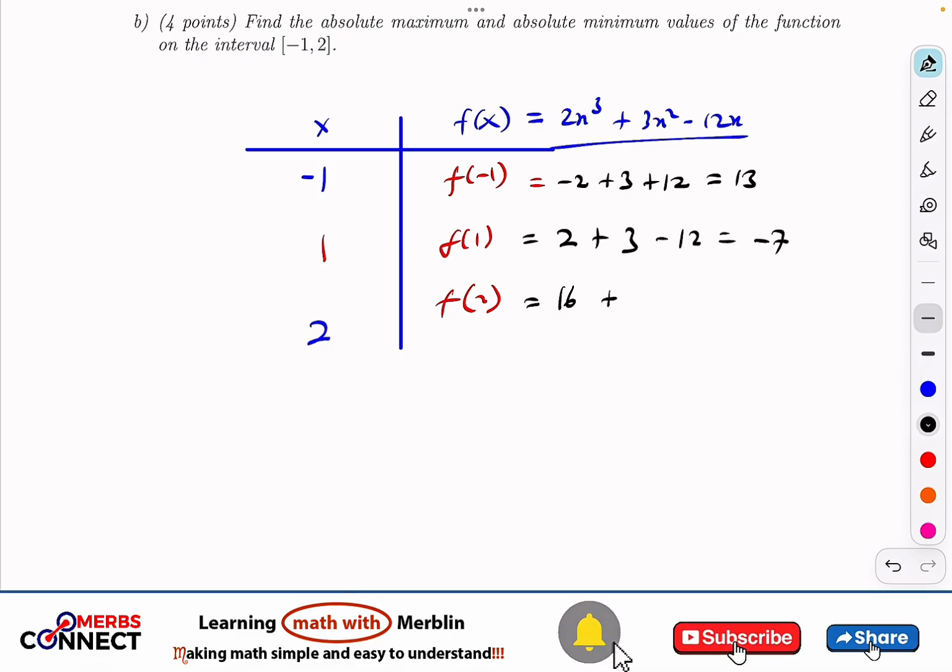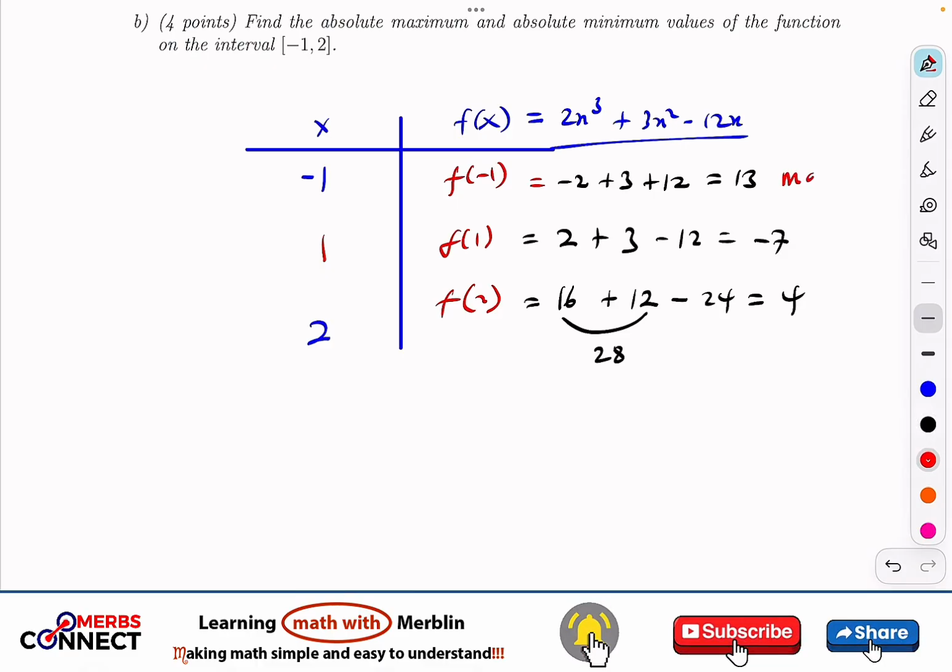Plus 2 squared is 4. 4 times 3 is 12. Minus 12 times 2 is 24. And then when I add this one, I'm going to have 28. So this should be 4. So where should be the maximum? Where should be the minimum? So the max should be here and the minimum should be here.